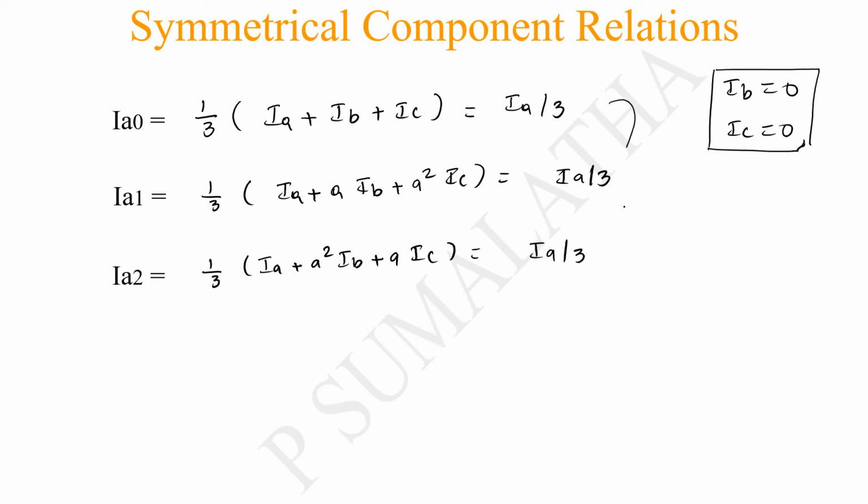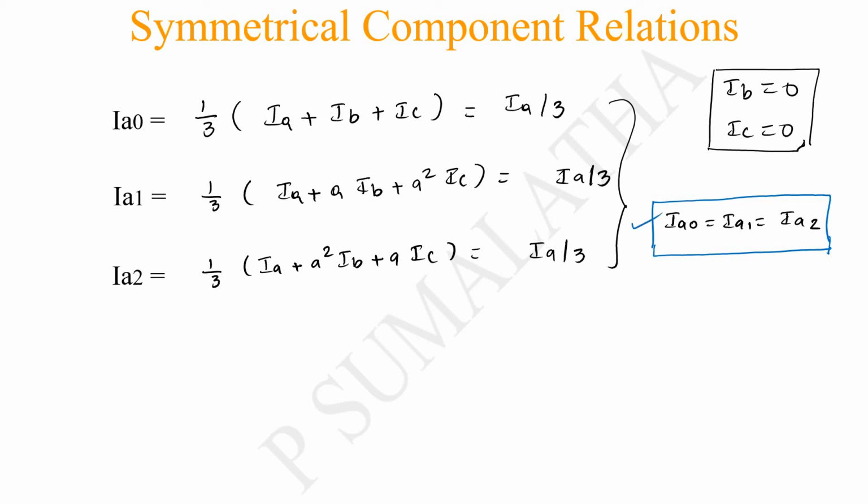So from these three conditions we got one relation that IA naught is equal to IA1, that is equal to IA2. So by looking at the equation itself we can come to the conclusion that all the sequence networks are connected in series connection, then only all the currents will be equal to each other.